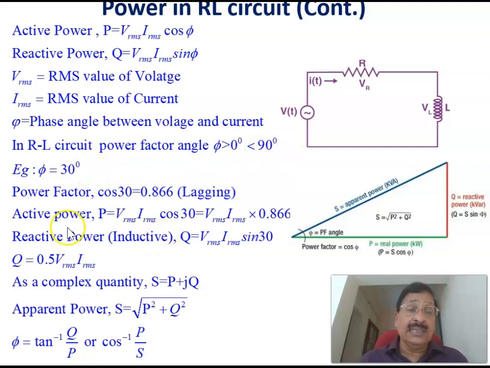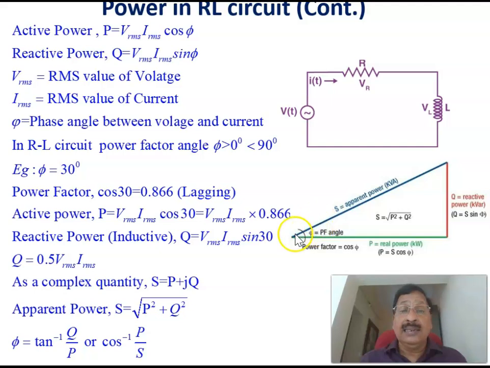For example, at 30 degrees, we calculate the active power, which is equal to Vrms Irms into cos 30, which is Vrms Irms into 0.866. Reactive power can also be calculated, and it is 0.5 Vrms into Irms. As a complex quantity, the real power is P and the reactive power is Q, so the apparent power S is equal to P plus jQ.